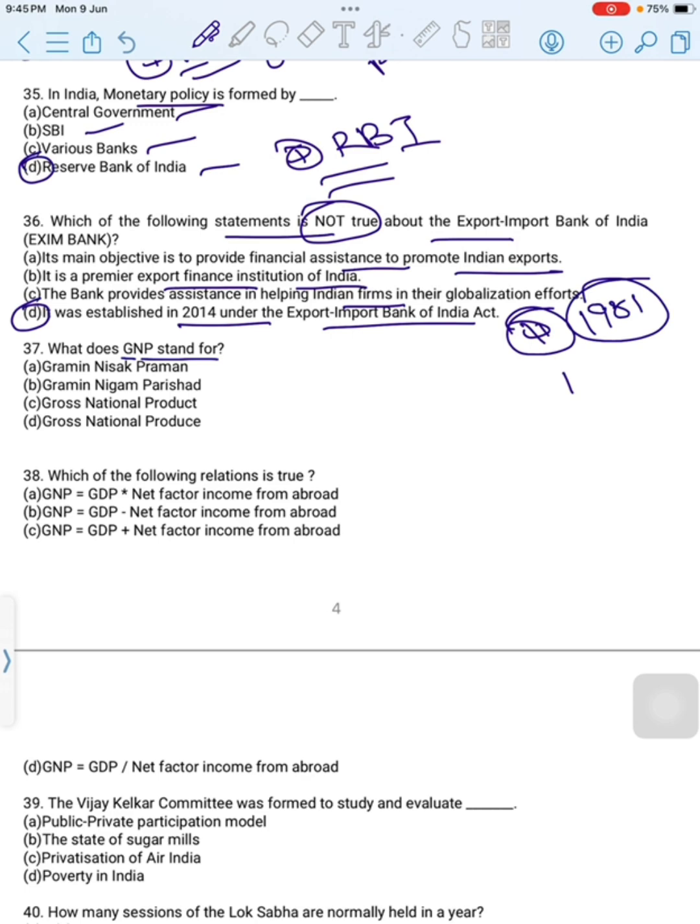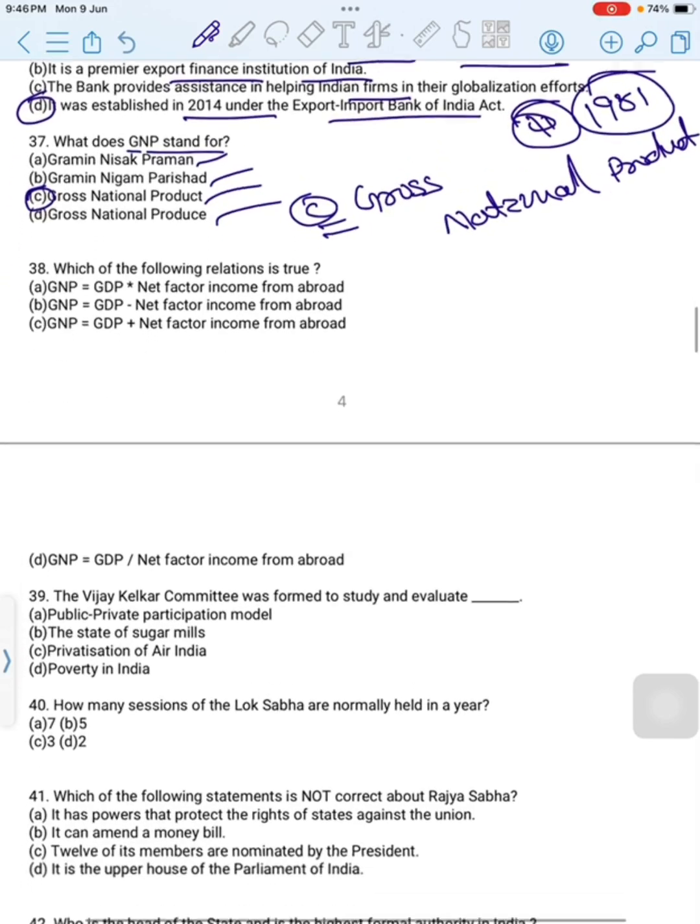What does GNP stand for? Gramin Nishchak Praman. Second option is Gramin Nigam Parishad. Third option is Gross National Product. Last option is Gross National Produce. Then correct option is option C, Gross National Product. Gross national product, GNP, is an estimate of the total market value of all goods and services produced in one year by labor and property supplied by the residents of a country. Then correct option is option C. Then move to next question.